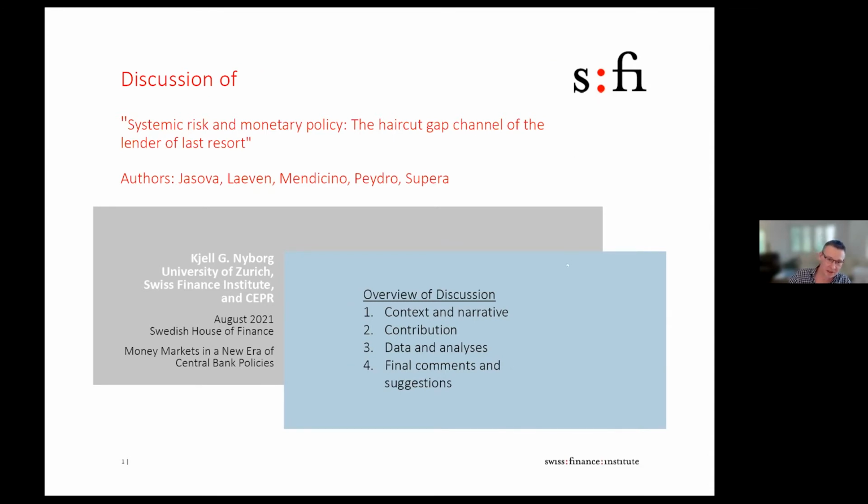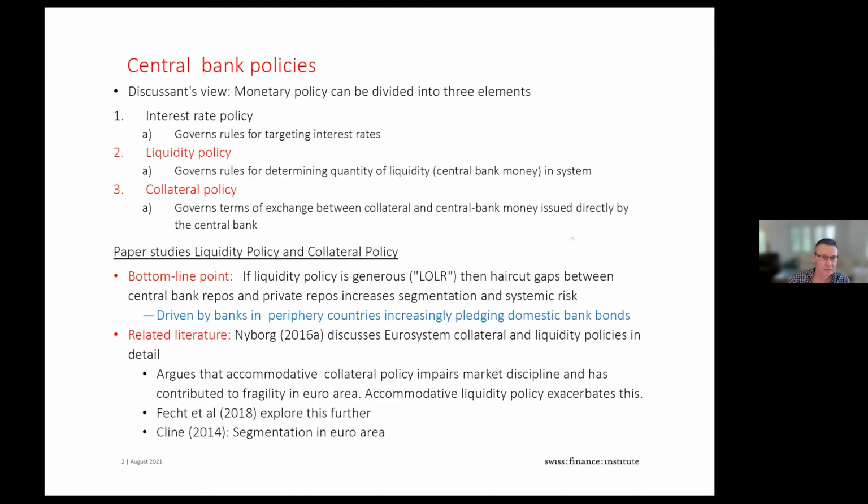So, in my discussion, I want to start a little bit with the context, because I think to me, there's context that is missing from the paper, and this is very important for the narrative. Then I want to go on and talk about some data and analysis issues, some issues with the specifications, and then I have some final comments and suggestions. So my view on monetary policy, and this is the overall context here, is that you can divide it into 3 elements.